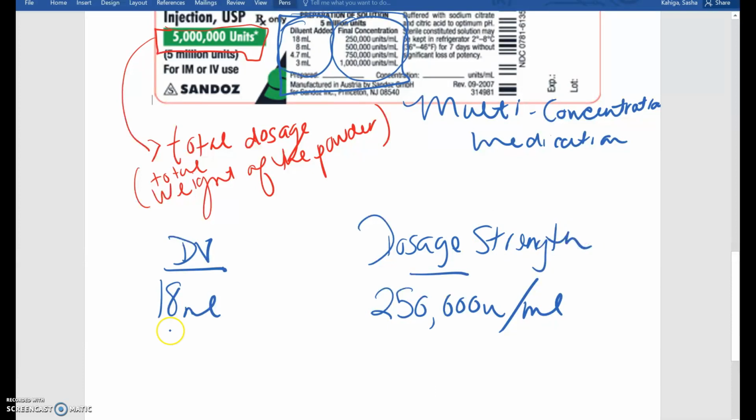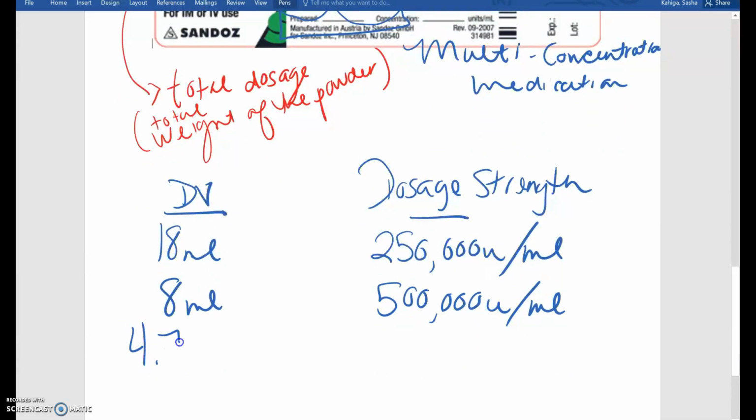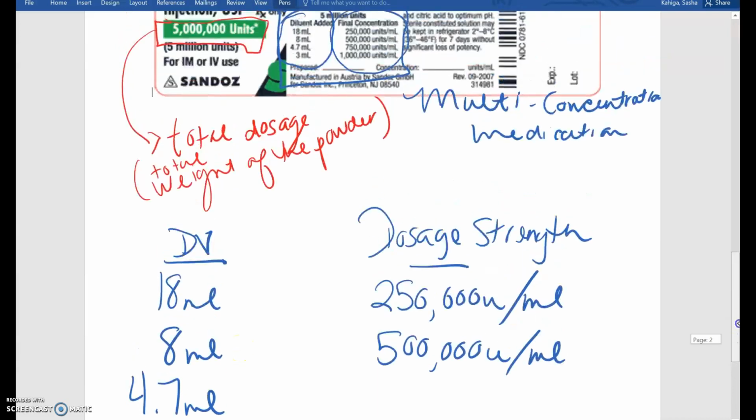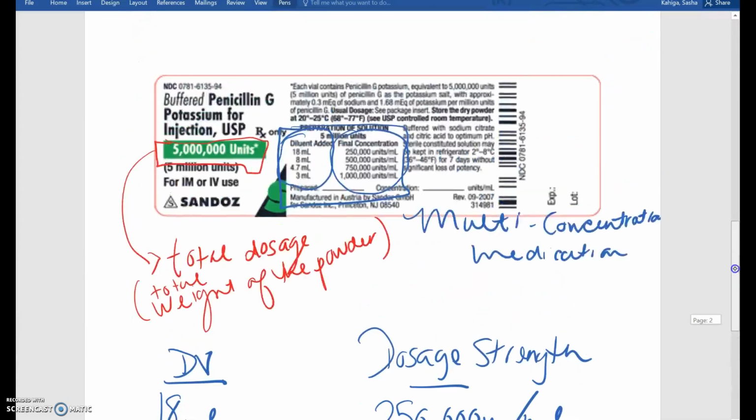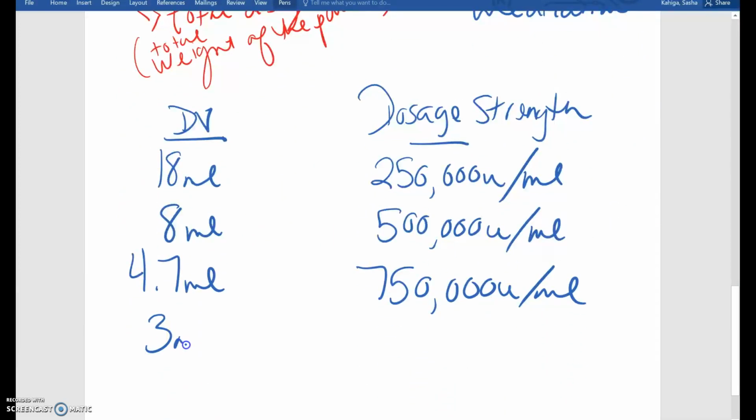Okay. If I add 8 milliliters to that 5 million units total dosage, it'll give me a what? 500,000 units per milliliter. If I add 4.7 milliliters, my dosage strength now is 750,000 units per milliliter. And if I add 3 milliliters, my dosage strength is what? 1,000,000 units per milliliter.